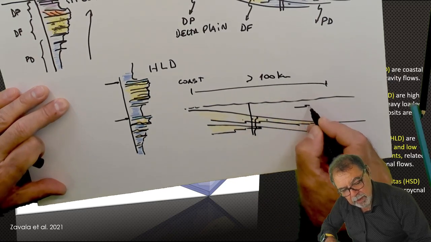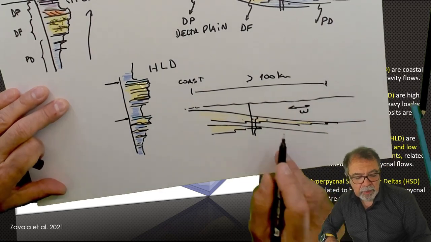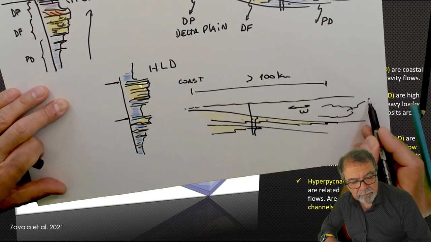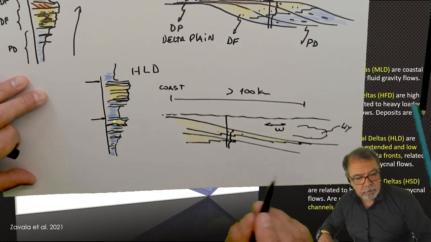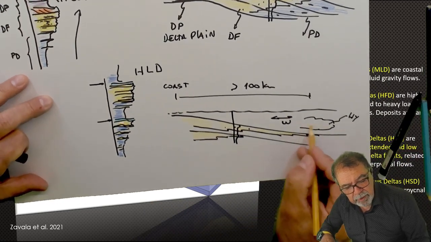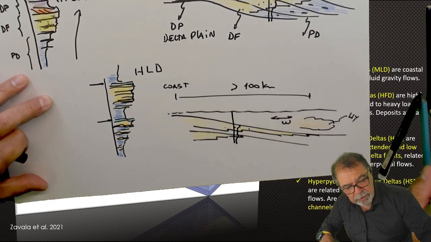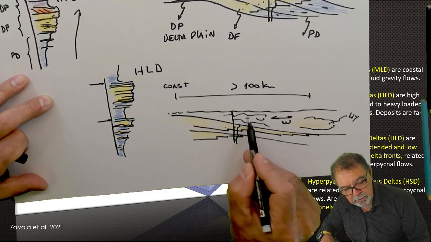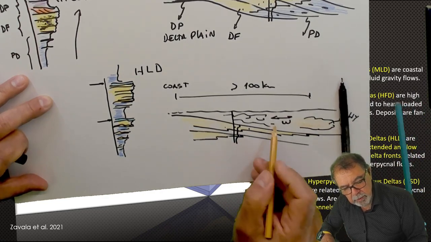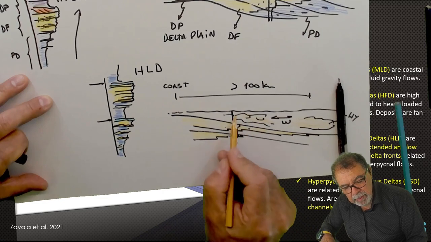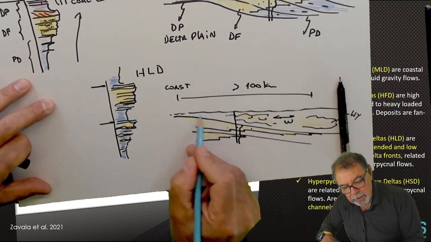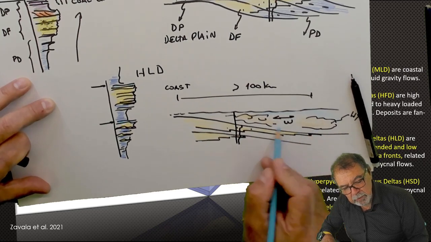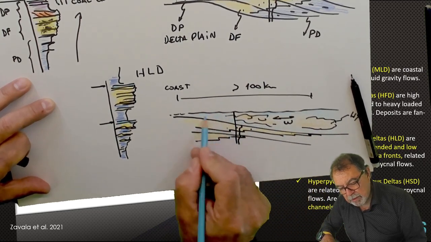Here you have reworking by waves together with interaction with hyperpycnal flows. So these hyperpycnal flows interact with waves, providing sediment in suspension that is commonly re-elaborated by the waves, making this kind of ramps.